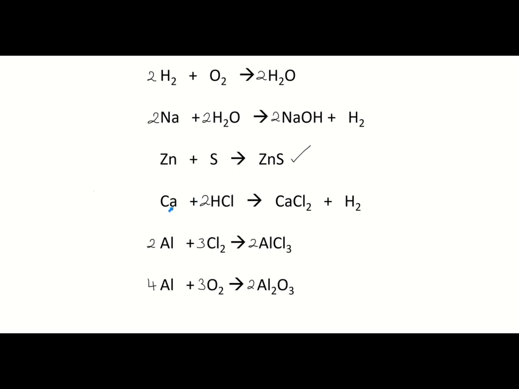This one here, you need 1 calcium plus 2 hydrochloric acid goes to make 1 calcium chloride plus 1 hydrogen. Okay, well, 1 molecule of hydrogen, sorry. This one here, you've got 2 atoms of aluminium react with 3 molecules of chlorine, Cl2, which will give you 2 molecules of aluminium chloride. Okay, final one, you need 4 atoms of aluminium will react with 3 molecules of oxygen to give you 2 overall molecules of aluminium oxide. I'll give you some more practice coming up on the next slide.